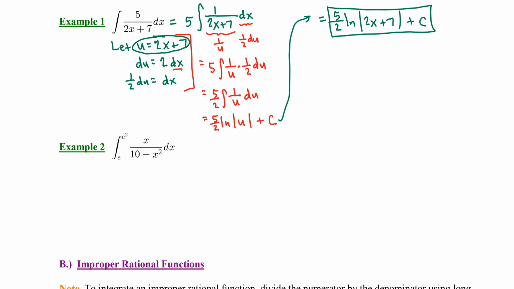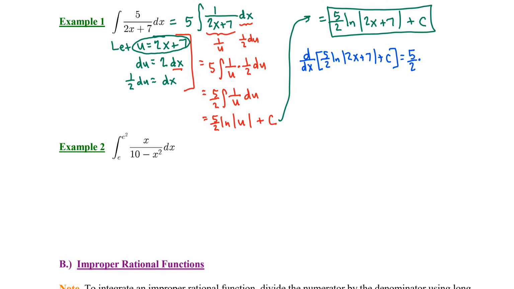Now remember, because derivatives and integrals are inverse functions, we can check our result by differentiation. If I differentiate the antiderivative, I should arrive at the original function. It's always a good idea to check your work. This will also give us some more practice differentiating logarithms.